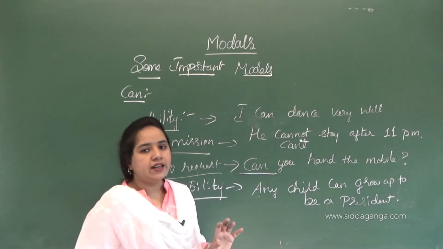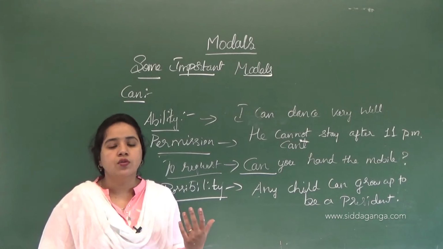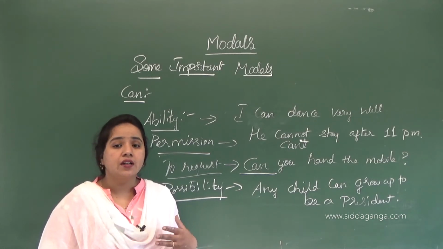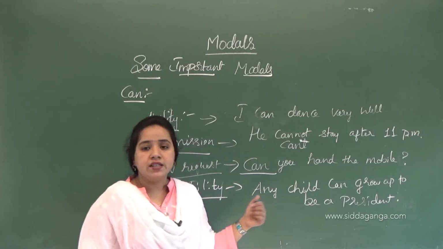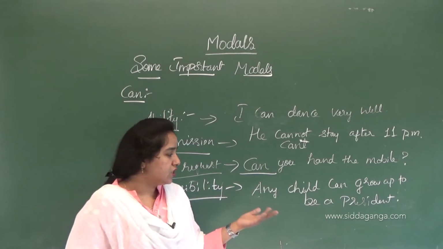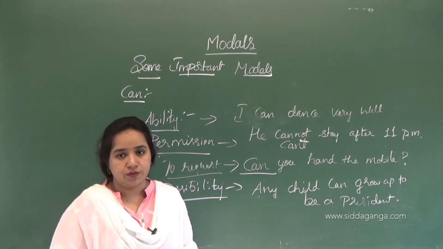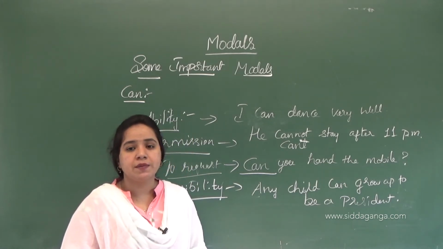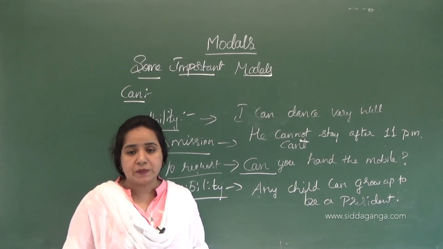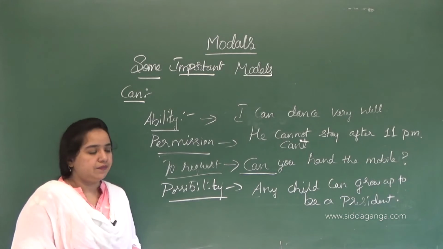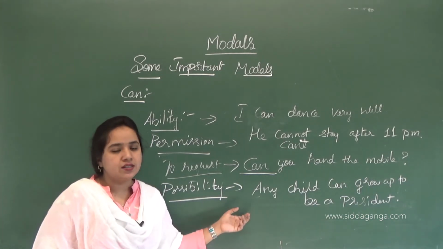Each and every child has their talent and their creativity. Okay, so they have that smartness, so they can grow up to become a president. Any child means any kind of children, so they have that ability to become a president in the future. So that shows the possibility. Possibility means that thing is going to happen in the future. It expresses the possible things. So it may happen or may not, but in that case we should use this can.